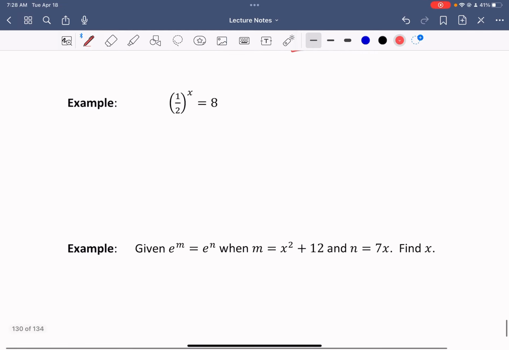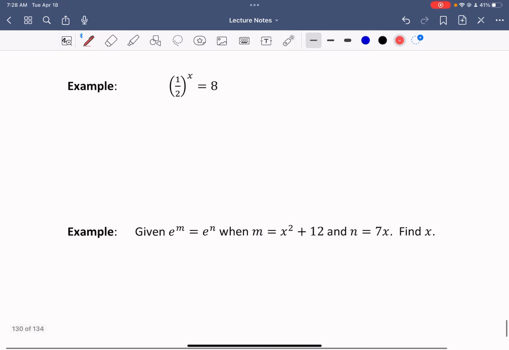It says 1/2 raised to the x is equal to 8. So first thing I'm going to do, this is 2 to the first power. Rules of exponents, if I bring this up to the top, that gives me a 2 to the negative 1 raised to the x. And then by rules of exponents again, power to power, you multiply, so it gives me 2 to the negative x.